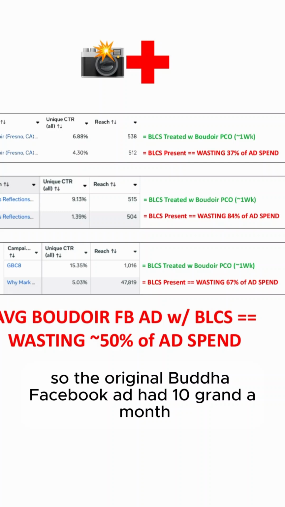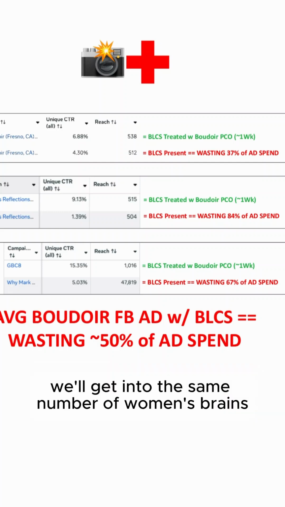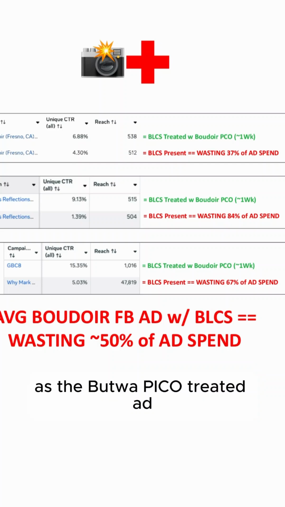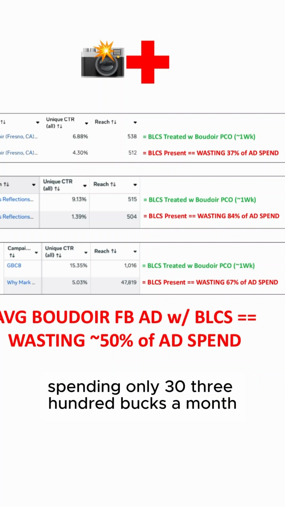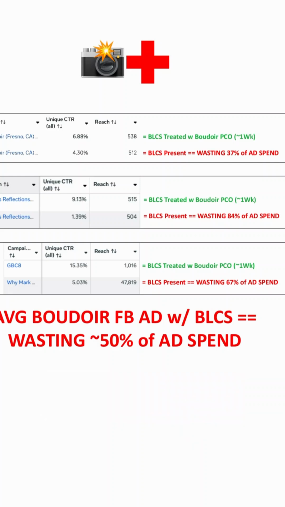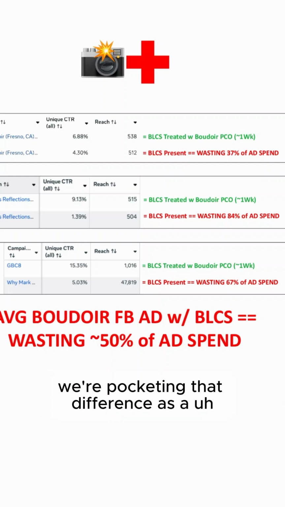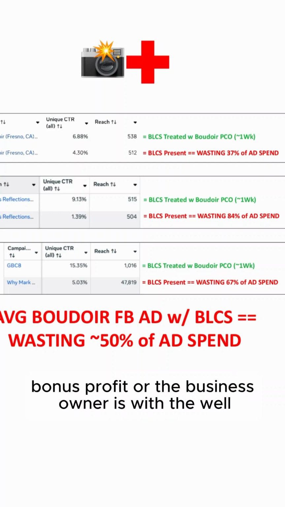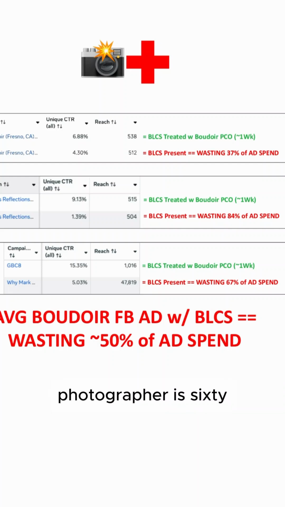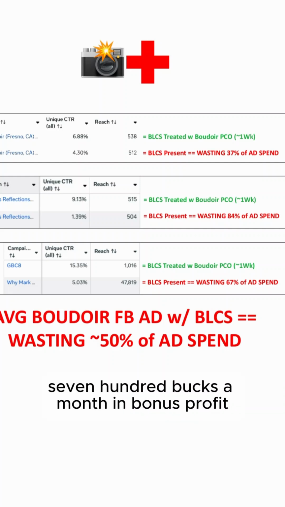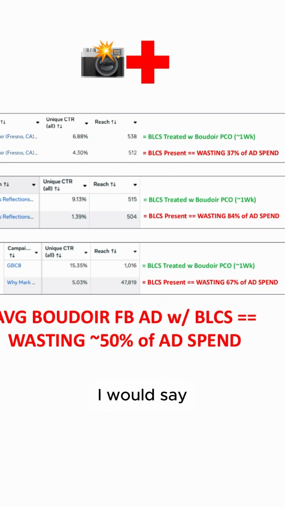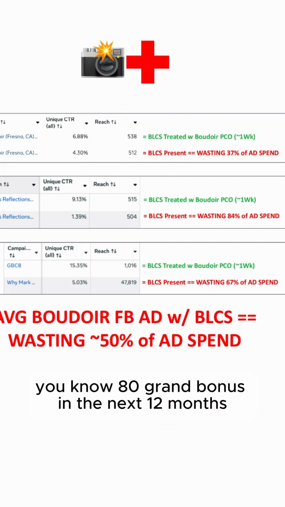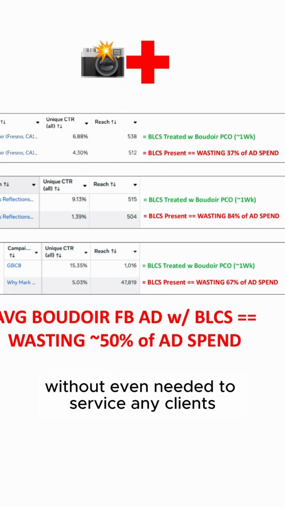So the original boudoir Facebook ad had 10 grand a month. We'll get into the same number of women's brands as the Boudoir Pico treated ad, spending only 3,300 bucks a month. So that whole difference, we're pocketing that difference as a bonus profit, or the business owner is, the boudoir photographer is, 6,700 bucks a month in bonus profit by simply not spending that money. I would say, 80 grand bonus in the next 12 months. So insanely good without even needing to service any clients.